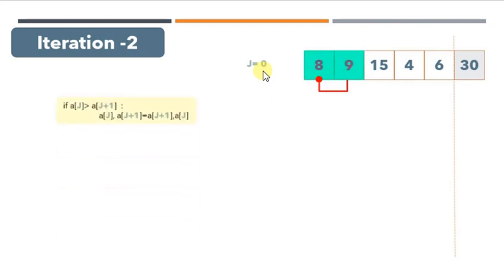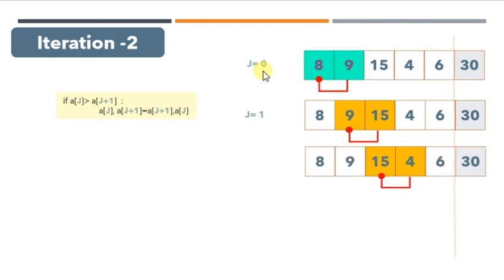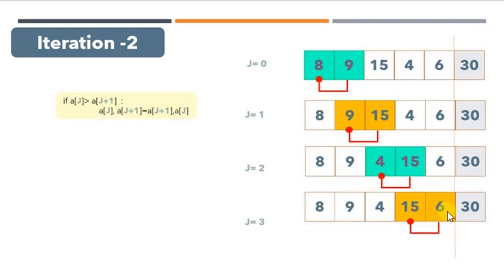Okay, these two are swapped. Go ahead. J becomes 1, right? 9 and 15, no change. J becomes 2, so the index number is 2 here. 15 and 4 swap. And then going ahead, shall I move? Yes, 15 and 6 have to be compared. Fine. Shall I move ahead?